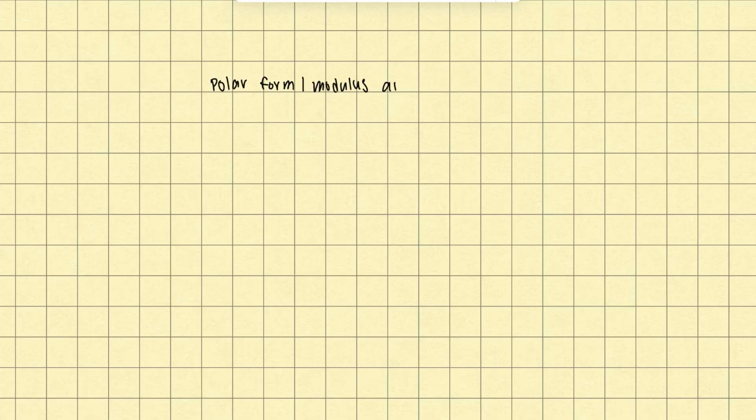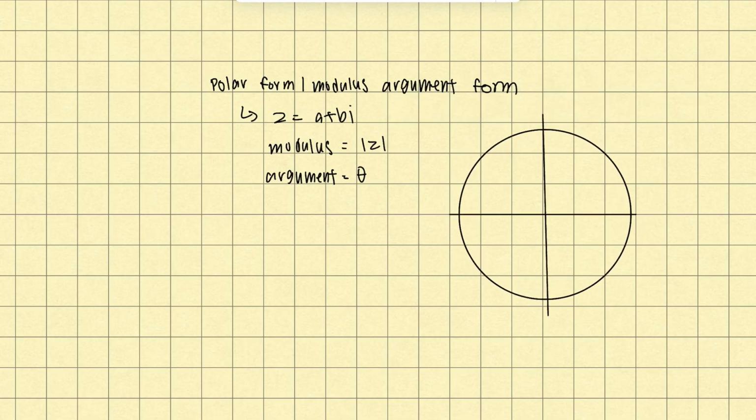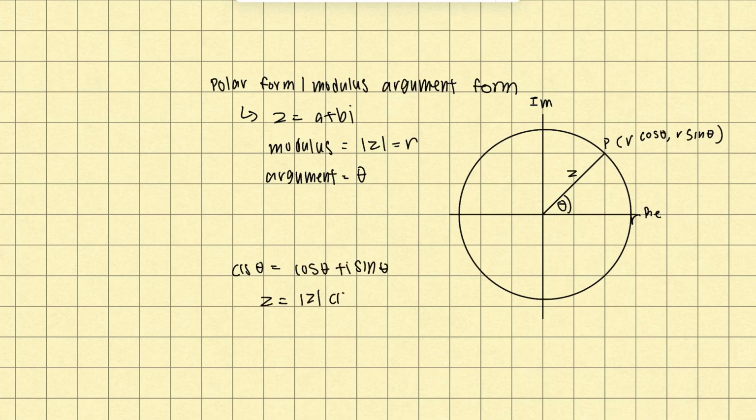So the polar form of a complex number is based on the modulus and argument of z, in which z equals a plus bi. On the unit circle, with the x-axis as real numbers and the y-axis as imaginary numbers, the radius of the circle is also equal to the modulus of z, and at point P, a complex number, the coordinates are r cosine theta and r sine theta. And we define cis theta as cosine theta plus i sine theta. Therefore, a complex number z has polar form z equals modulus times cis theta.